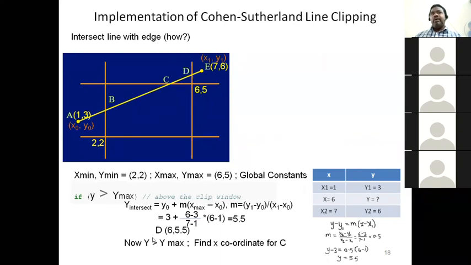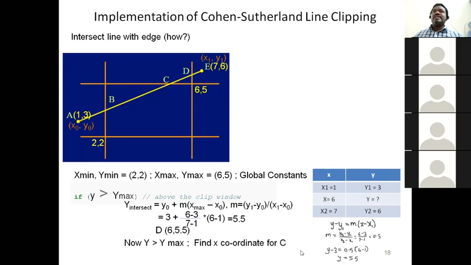Now, I am looking at this end. Its y coordinate value is greater than y max. This 5.5 is the y value of D. The maximum y value for the viewport is 5. Therefore, D will not be visible. Again, I have to move from top to bottom, find out this intersection point, and continue up to this point, and you will understand which points will be visible.